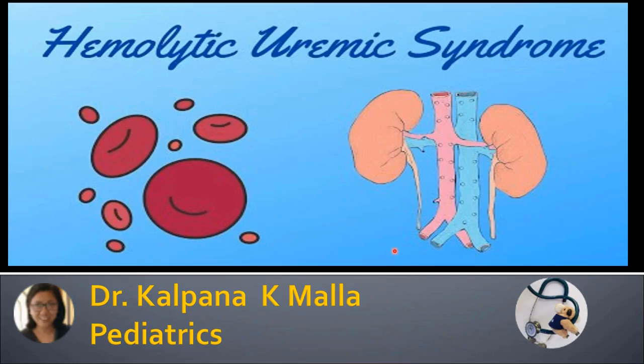Hello and welcome. Today's discussion will be on hemolytic uremic syndrome. This is one of the major causes of acute kidney injury in children worldwide. This condition is preceded by some diarrheal illnesses, and then it presents with a triad of microangiopathic hemolytic anemia, thrombocytopenia, and acute kidney injury.